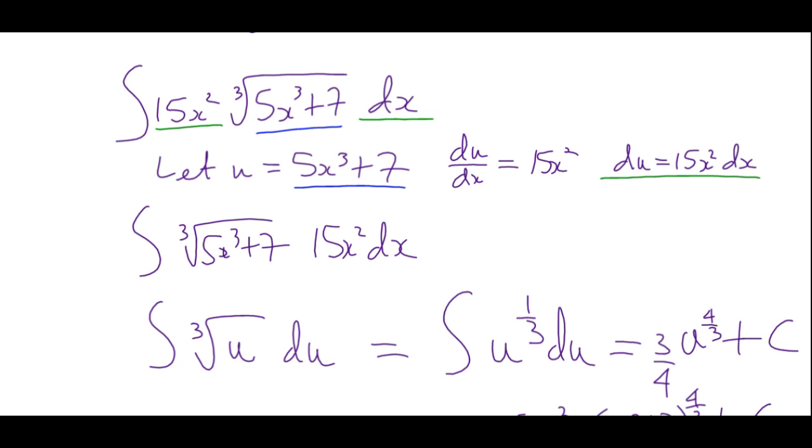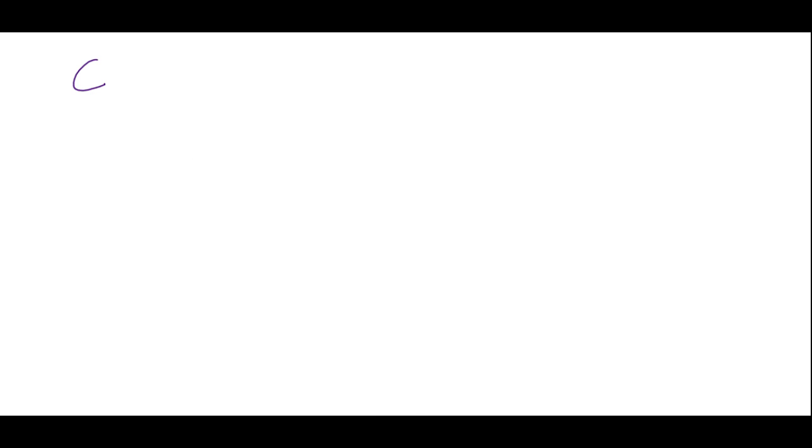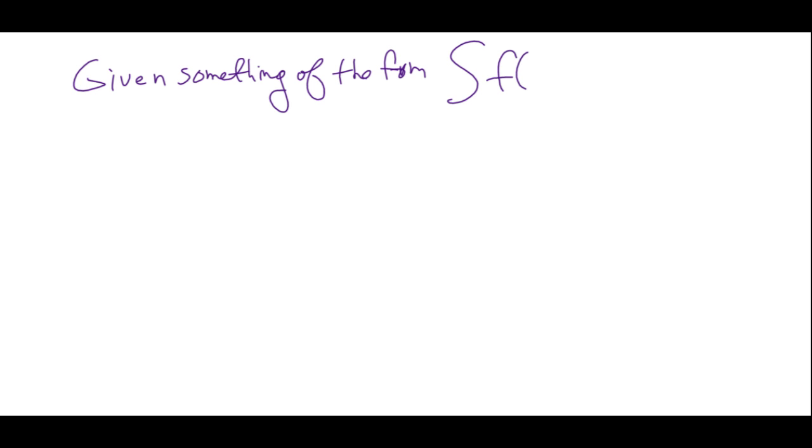We want to substitute. And when it works is this: if we're given something of the form f of g of x, so again there's that inner function, times g prime of x. So we've got that inner function, and then we've got its derivative sitting out. That was the 15x squared, with 5x cubed plus 7 and the 15x squared dx.